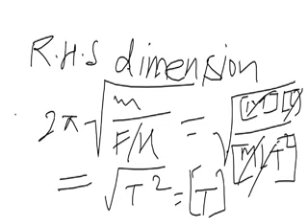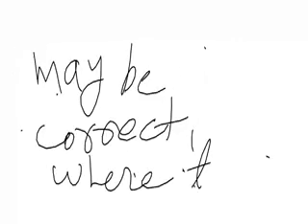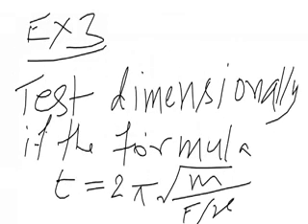We have got the dimension of LHS as well as dimension of RHS, and we confirm that these are dimensionally balanced. Correct. It is the homogeneity of dimension. Okay. So I'm giving you another example.